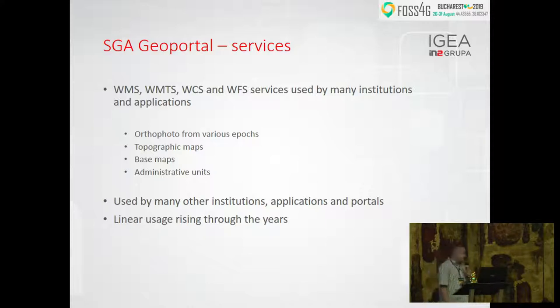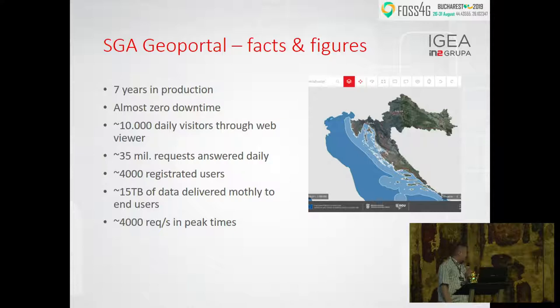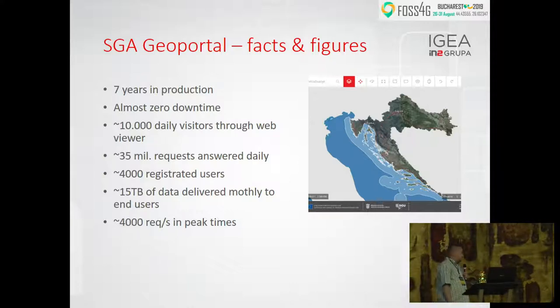Usage has been rising linearly through the years, so the web viewer became a less important component and services became more and more important. Here are some facts and figures about the GeoPortal. It's been 7 years in production, with almost zero unplanned downtime. It has around 10,000 daily visitors through the web viewer, answers around 35 million requests daily, has 4,000 registered users, and delivers around 15 terabytes of data monthly to various users. At peak times, around noon, there could be even more than 4,000 parallel requests to the system.